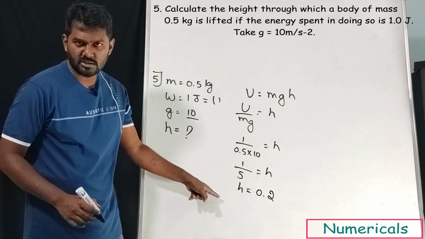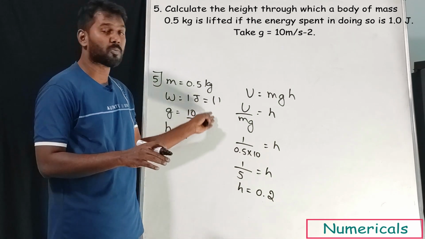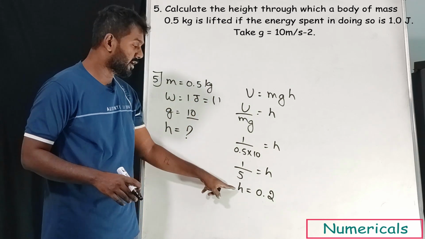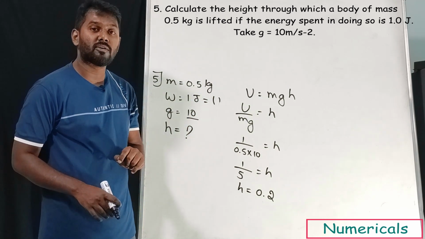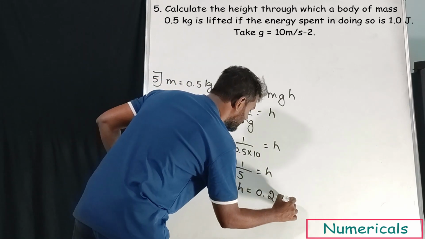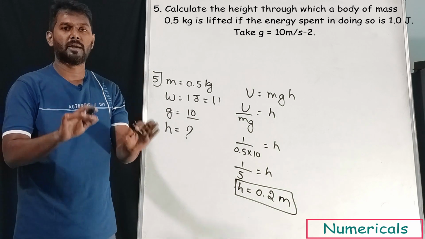So what is the unit of H? Joules, right? No, you should not always write joules when it comes to potential energy or kinetic energy. You need to see what we are finding. We are finding height. What is the unit of height? That is meter. So H is equal to 0.2 meter.